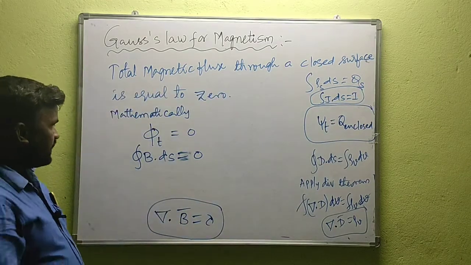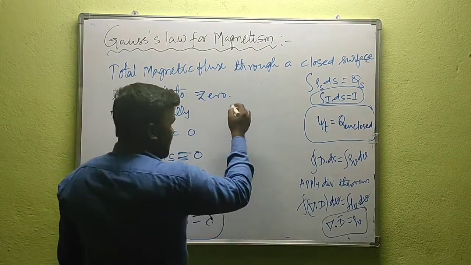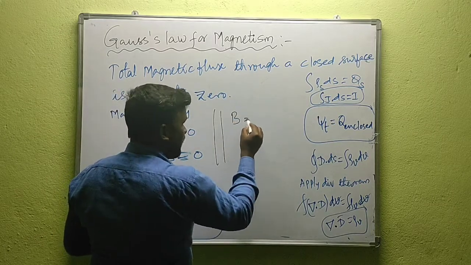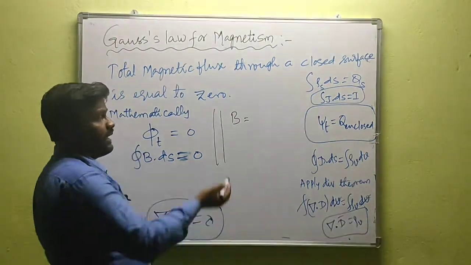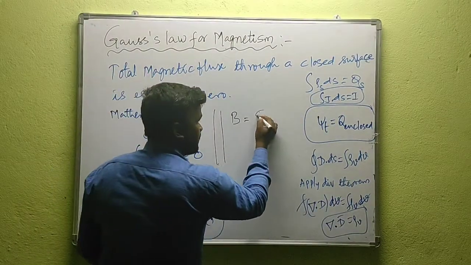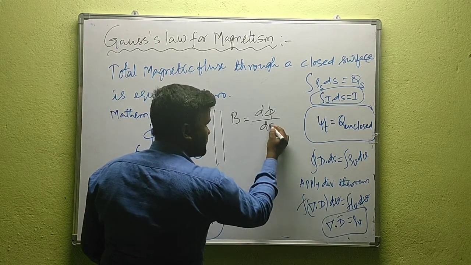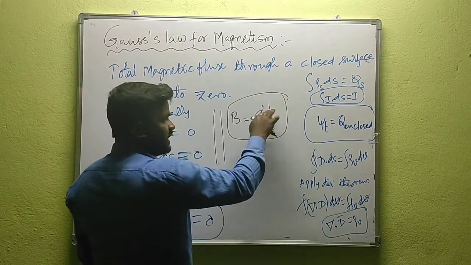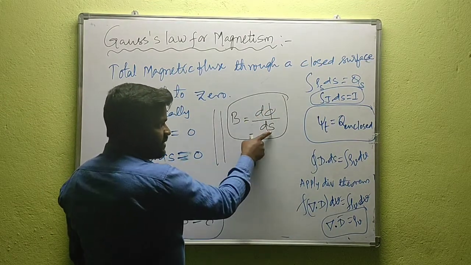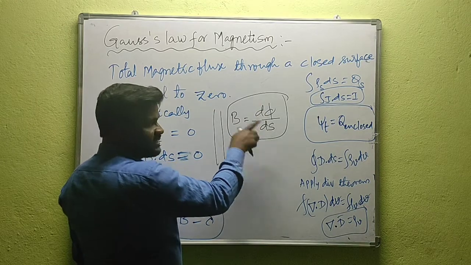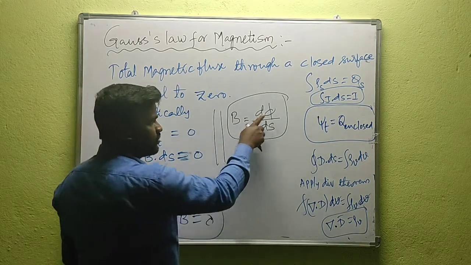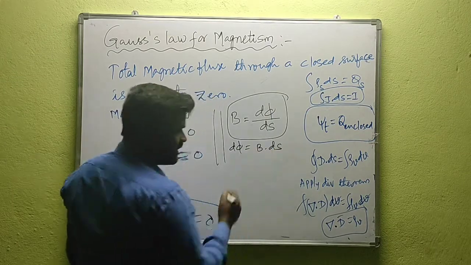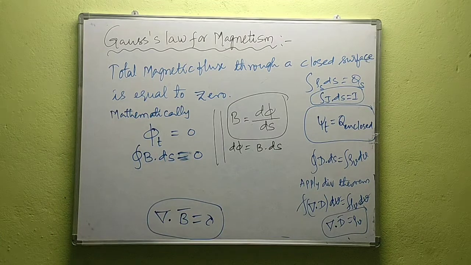Now I will write the relation here itself. Magnetic flux density is defined as magnetic flux per unit surface area, that is B equal to d psi by dS. If the surface area is changed, the flux crossing that surface area also changes. That's why B equals d psi by dS. From this we can write d psi as B dot dS.